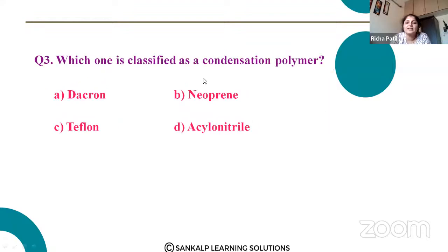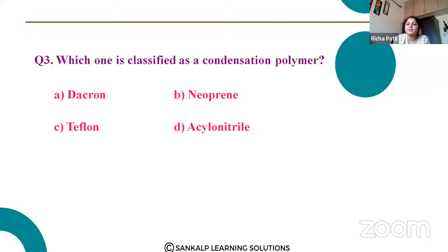Which one is classified as a condensation polymer? Condensation polymer means when two monomers undergo condensation with elimination of small molecules. See neoprene: it is made up of isoprene itself. So there is only one monomer unit, isoprene, undergoing repeating units. So not B.